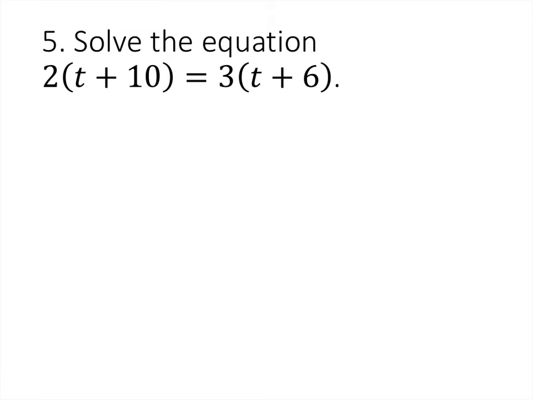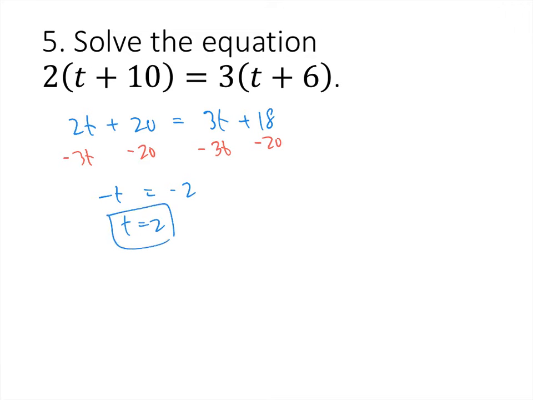Here we have to solve the equation. We've got to distribute on the left and the right, so we get 2t plus 20 equals 3t plus 18. Subtract 3t from both sides. That gives me negative t. Subtract 20 from both sides. That gives me equals negative 2. Negate both sides, we get t equals 2.